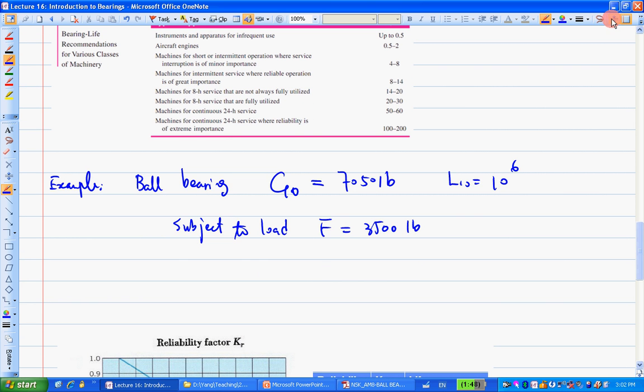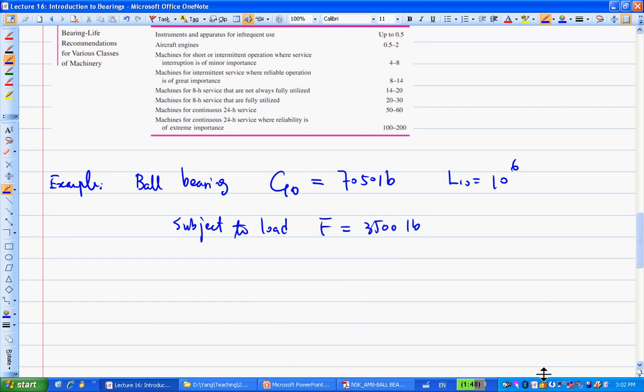Then it asks the question: how many cycles, or what's the design life for this bearing under this load? Before you do any calculation, establish the trend right here. The rating, the C10 value, the basic dynamic load is 7,050. The current load is only 3,500, which is less than that.